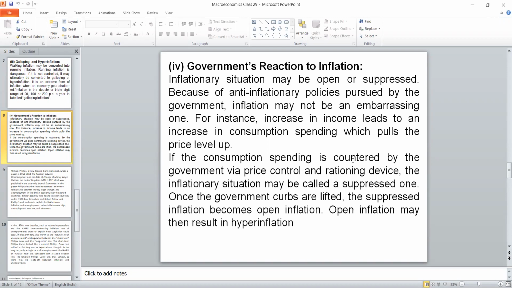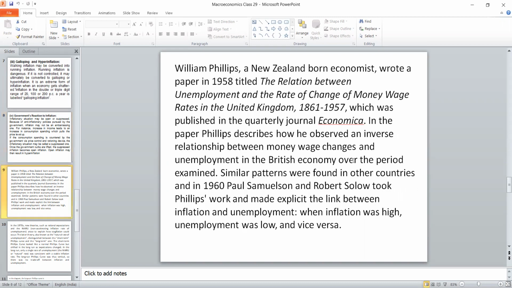Some policies are monetary based, some policies are non-monetary based. So the government action is divided into 2 categories. One is monetary measures, another one is non-monetary measures. When consumption spending is handled, then it is non-monetary. When it is implied with the bank rate, open market operations, stock market, based on that, if they try to control the inflation, then it is monetary measures.